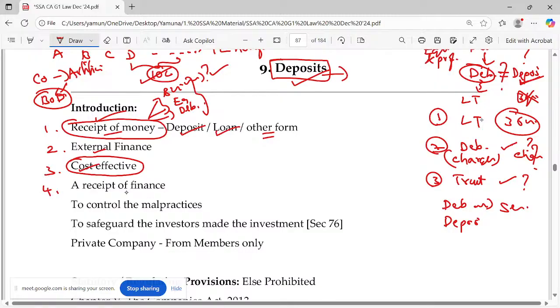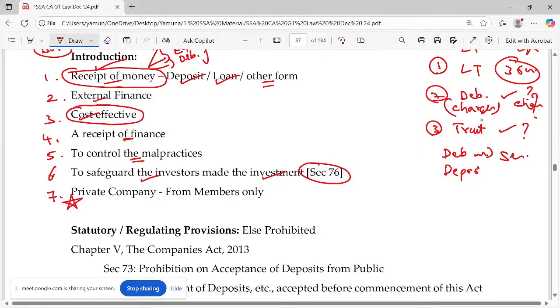And the fourth one, it's a receipt of finance. You're bringing money inside. Why we need to talk about the provisions is to control malpractices and to safeguard the investors' investment. This is also called investment, covered under Section 76 of the provisions. And please make a note of the seventh point, often repeated, at least as a one word question: a private company can get deposits from members only, can get the receipt of money from members only.